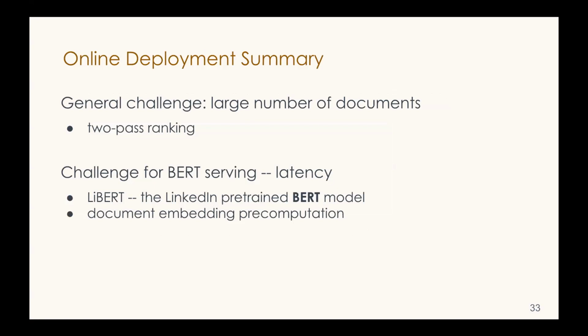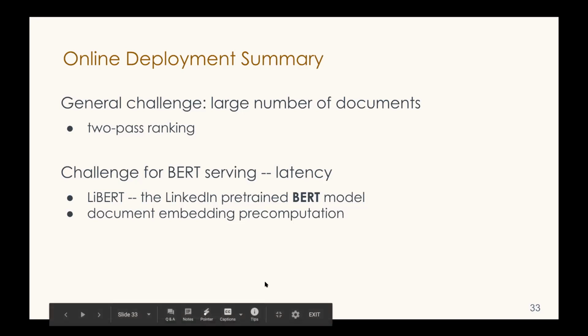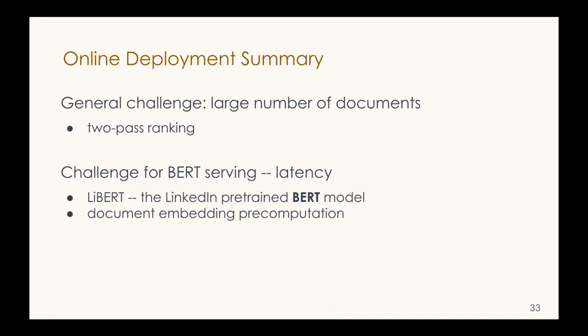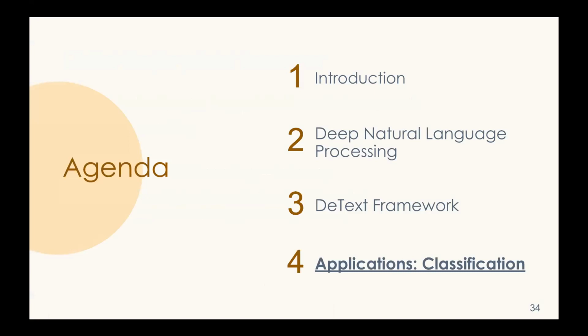To recap, to overcome the general challenge of a large number of documents in ranking, we adopt the 2-pass ranking scheme. And to solve the challenges for BERT model serving, we have our in-house designed LIBERT models that are faster and also have better relevance performance. Besides LIBERT, we also adopt the document embedding pre-computation for these ranking tasks. So that is pretty much it for the ranking application.